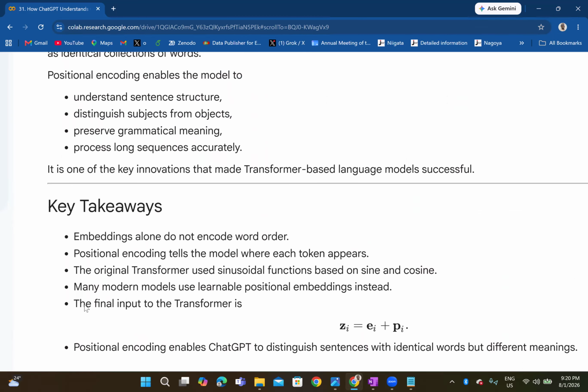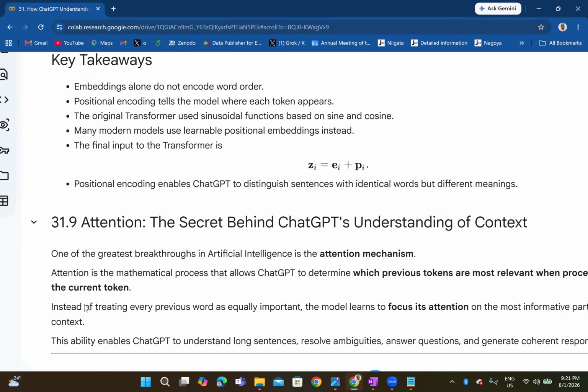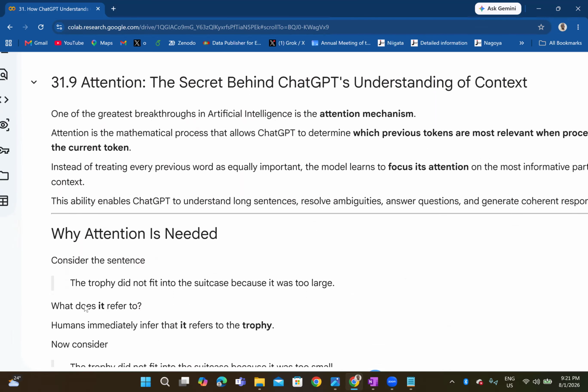So the key takeaways from the idea of positional encoding are that embeddings alone do not encode word order. Positional encoding tells the model where each token appears, and the original transformer used sinusoidal functions based on sine and cosine, and many modern models use learnable positional embeddings instead. So the final input to the transformer is z_i equals e_i plus p_i. Positional encoding enables ChatGPT to distinguish sentences with identical words but different meanings, so that you know that "man bites dog" is different from "dog bites man".